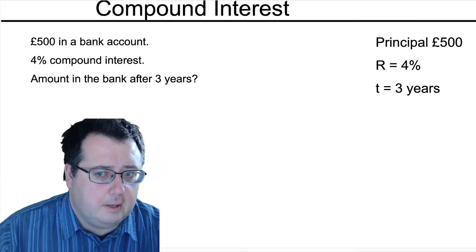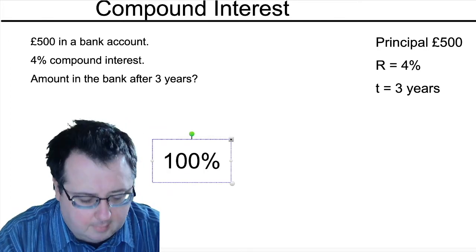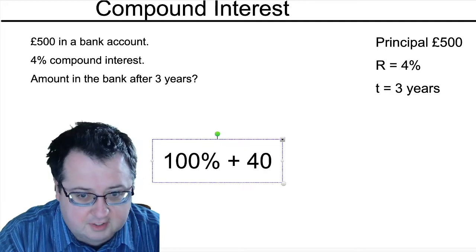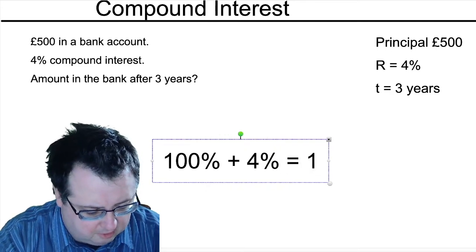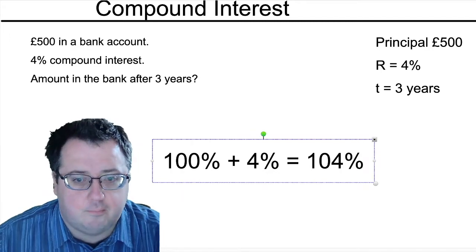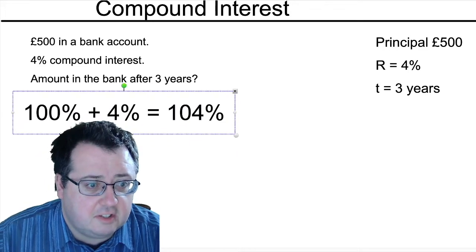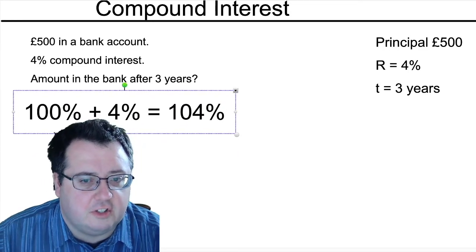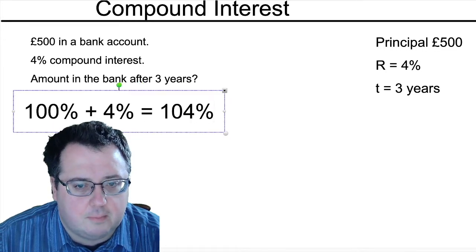Okay. The first thing you've got to do is take 100%. And if we add on 4%, that will give us 104%. Simple. So it's literally a percentage increase that I've just done there. Okay, I don't want to make that bigger. I really need more space.